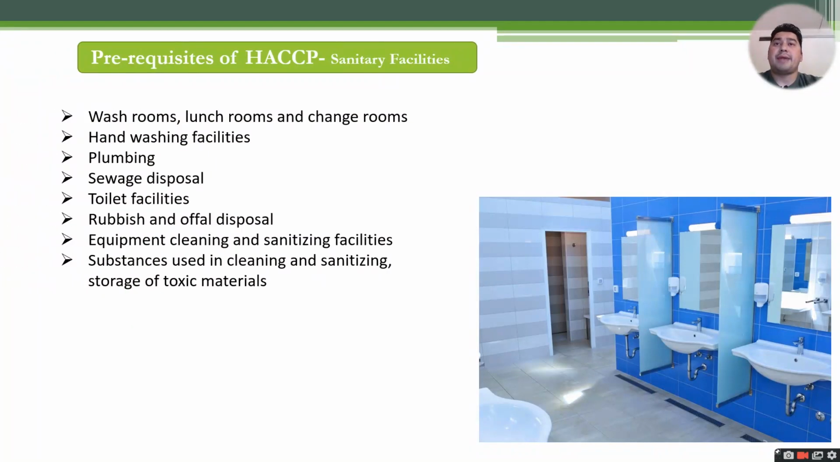Now, prerequisites of HACCP: sanitary facilities. Washroom and sanitary facilities will include washrooms, lunchrooms and change rooms, hand washing facilities, plumbing, sewage disposal, how you're going to dispose the sewage, and toilet facilities, rubbish and offal disposal, equipment, cleaning and sanitizing facilities, substances used in cleaning and sanitizing, and storage of toxic materials. How you're going to store them, to make sure that those toxic materials will not cause any harm or hazard to the food product.